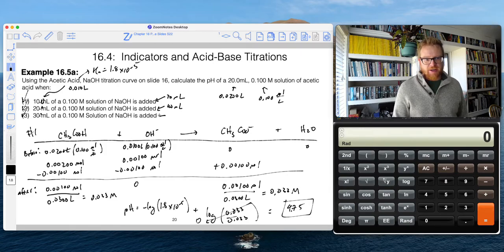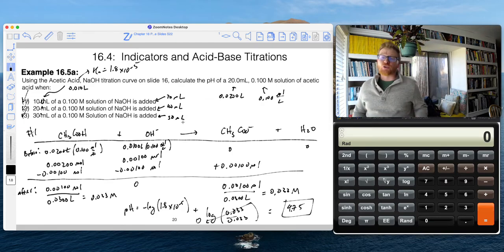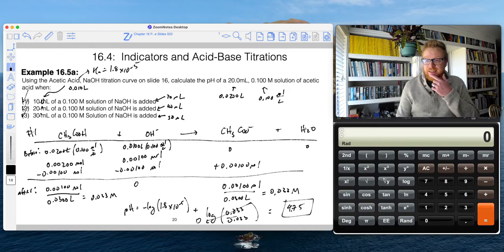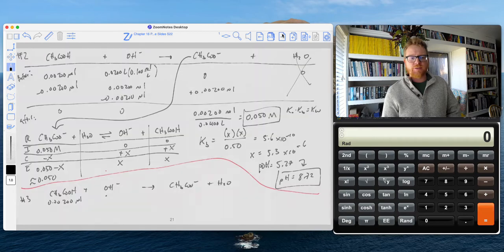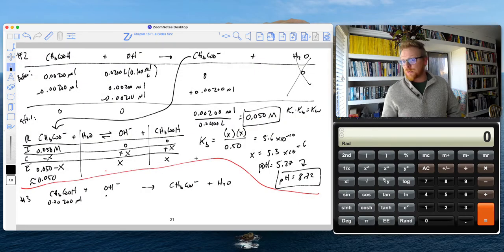So now we should recognize our new solution volume is 50 milliliters. And hopefully you can see the trend now in our molarity calculation. So on problem 1, our hydroxide was 1 millimole. On problem 2, with the 20 mils, our hydroxide was 2 millimole. And now on problem 3, with the 30 mils, our hydroxide is going to be 3 millimole.